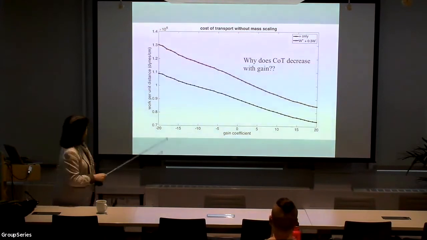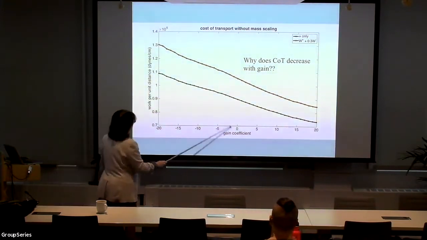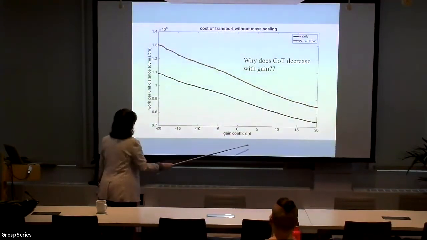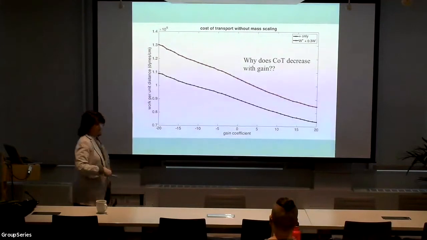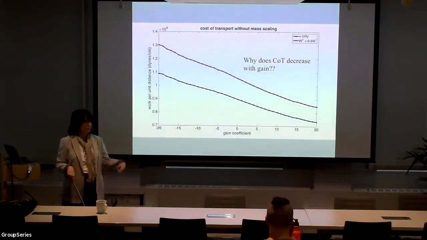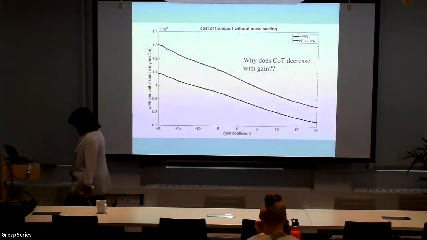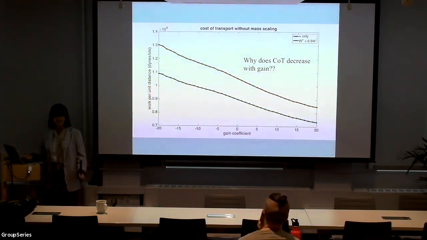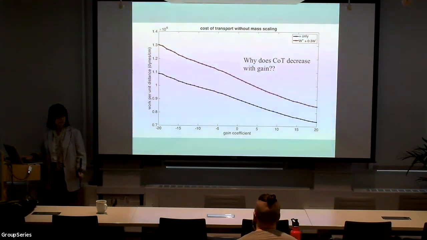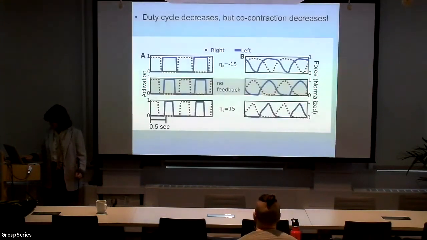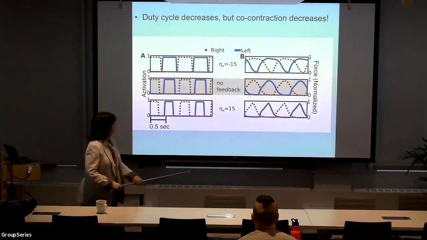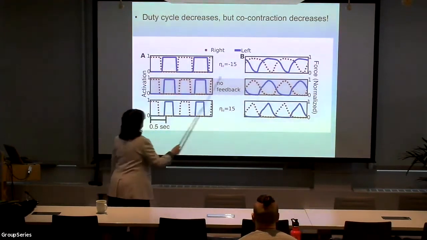So we see that, here's the control with gain 0, the cost of transport goes down by an awful lot, by 30%, when we have this feedback. And so then we want to look under the hood a little bit more to see what is giving us this savings in the cost of transport. So I'm going to focus on this picture for a while and focus on this middle here.